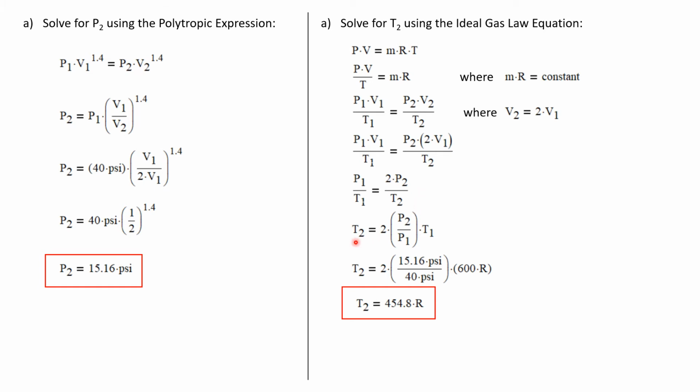Rearranging and solving for my unknown, T2 is 2 times the ratio of P2 over P1 times T1. Let's substitute values. T2 is 2 times P2, which is 15.16 psi, divided by P1, which is 40 psi, all times the temperature at state 1, which is 600 degrees R. And I calculate that T2 is 454.8 degrees R.